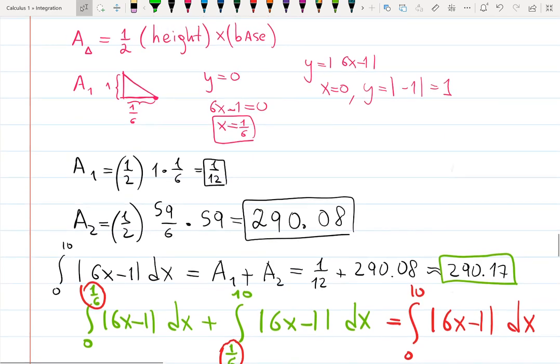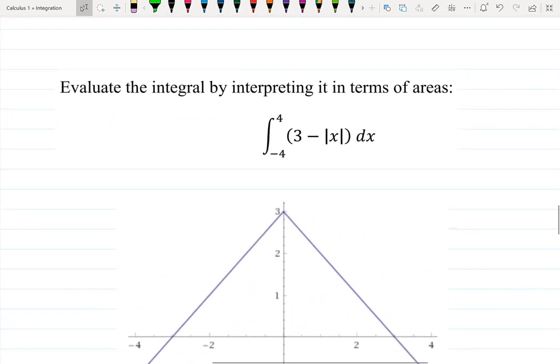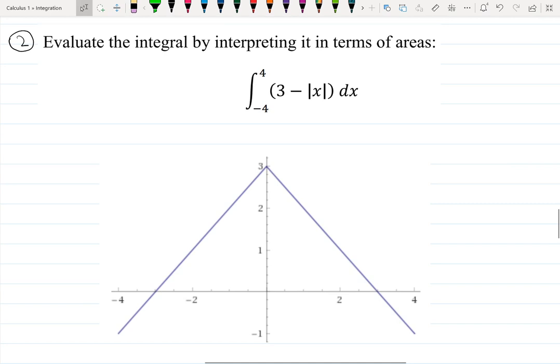One more example is hiding over here. One more example with absolute value to make sure that you are comfortable with that. In this case, evaluate the integral by interpreting it in terms of the areas. The integral is from -4 to 4, 3 minus absolute value of x.